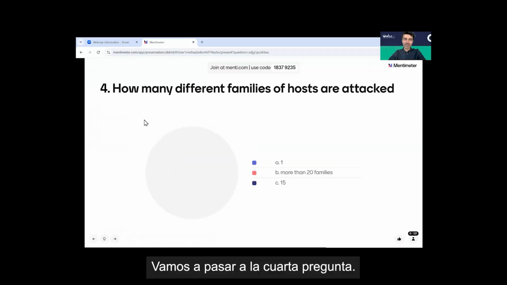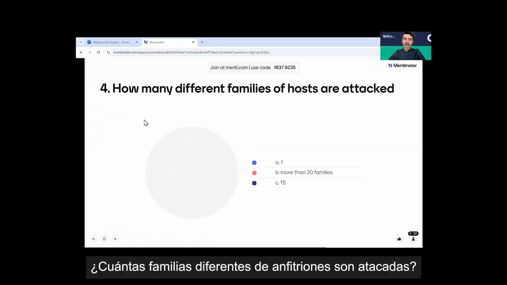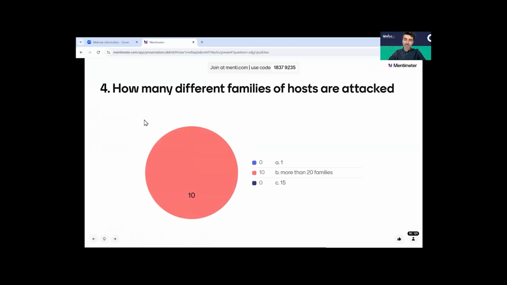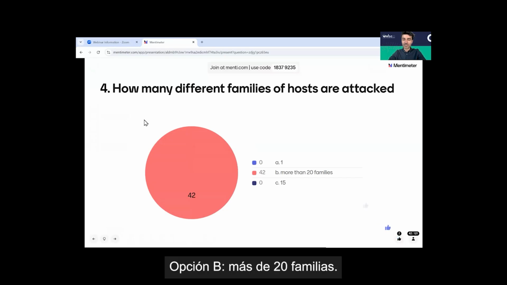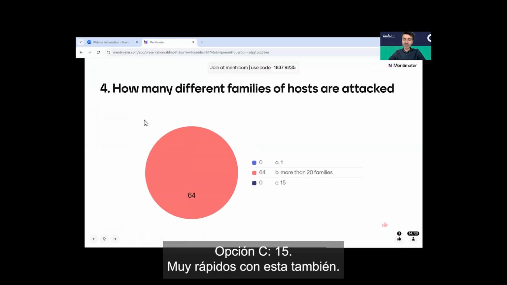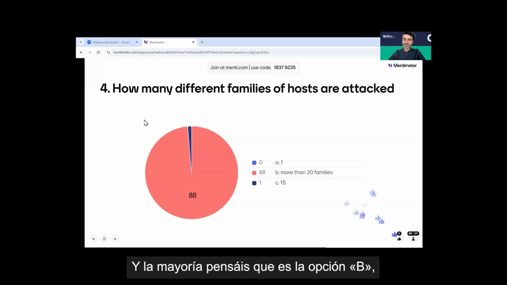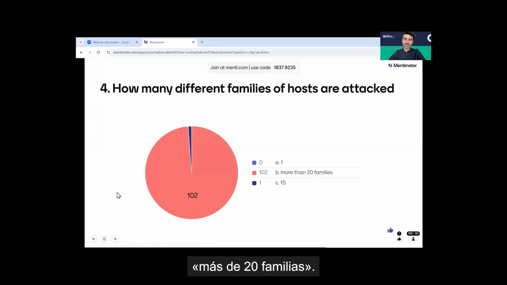So let's move on to the fourth question. How many different families of hosts are attacked? Option A, 1. Option B, more than 20 families. Option C, 15. Really fast on this one as well. And almost all of them think it's option B, more than 20 families.